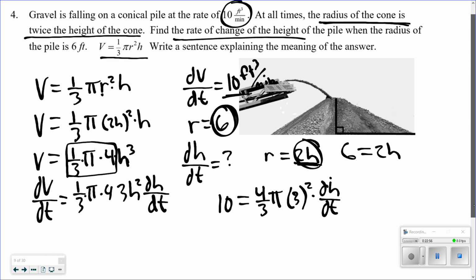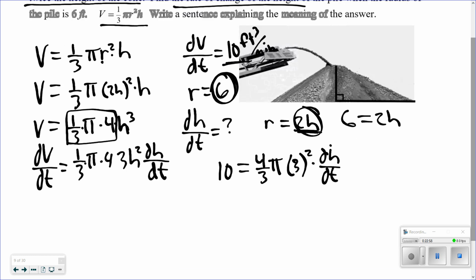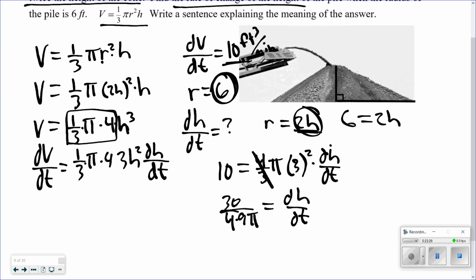Okay, I've got everything plugged in my formula. I just need to solve for that. So you could multiply by 3/4, right? Times by 3, that'd be 30 over 4 to get rid of that. 3 squared is 9, so I could divide by 9 over here. And I've got pi, times pi, so I could divide by pi over here. Over here on the other side, that should be it. I've got dh/dt.